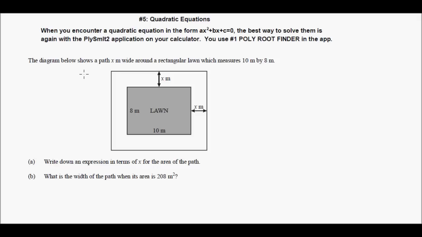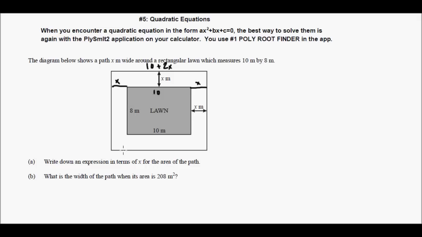The diagram below represents a path x meters wide around a rectangular lawn, which measures 10 by 8 meters. Okay, no problem. Write down an expression for the area of the path. Okay, well, this one's kind of tricky. Basically, you're going to take the area of the whole thing and subtract the lawn. So the area of the whole thing, well, if this is x here, and this is x here, and this is obviously 10, that side here is going to be 10 plus 2x, or 2x plus 10.